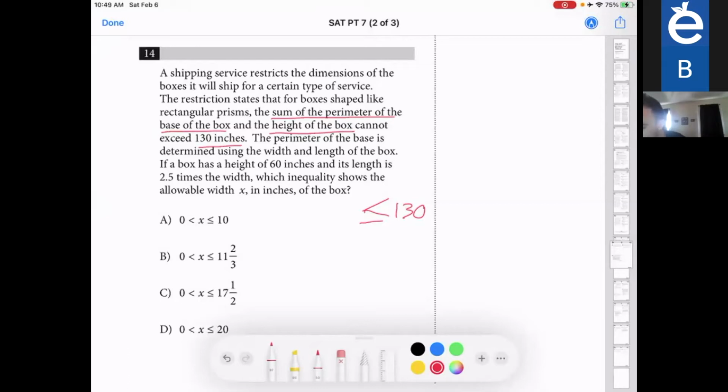The perimeter of the base is determined using the width and length of the box. If a box has a height of 60 inches and its length is 2.5 times the width, which inequality shows the allowable width, x in inches of the box? So this x here is talking about our width in inches of the box.